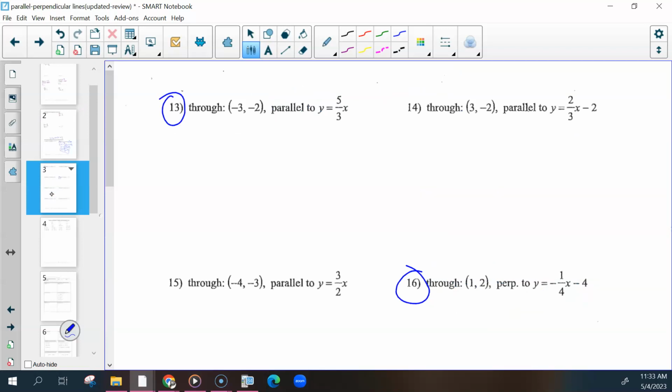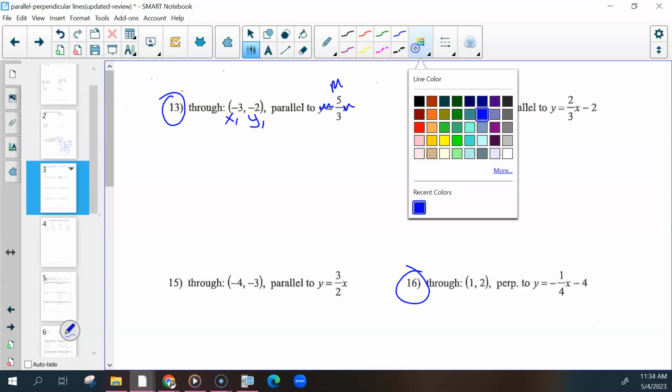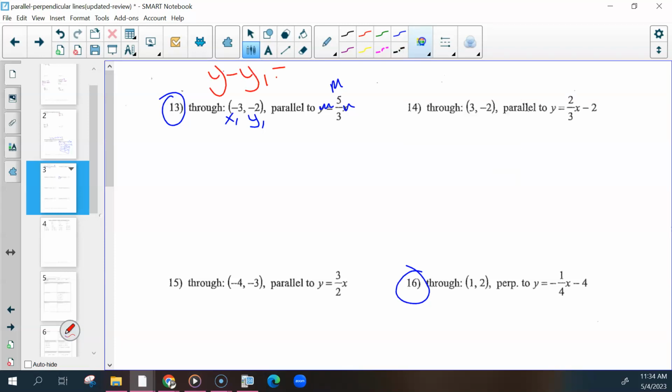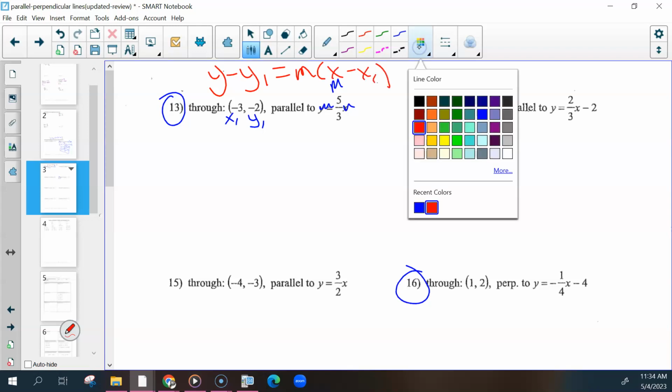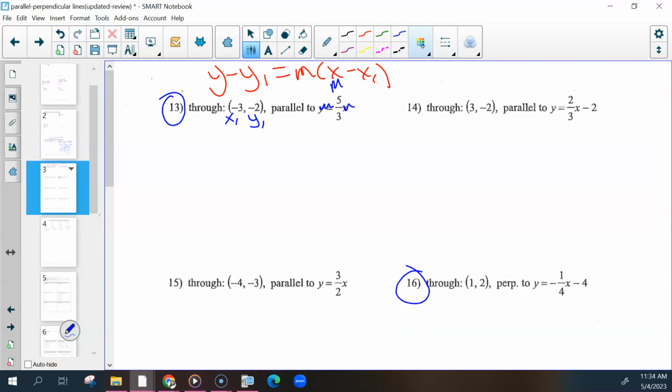13 is also parallel, so the slope is again the same. You're given your x1, y1. If you want to rewrite your formula up here so you don't have to flip back and forth, you could do that. And then we can start to put things in our formula. Y minus y1 is negative 2 equals 5 over 3 x minus a negative 3. Both of these have to become a plus before we can do anything else.